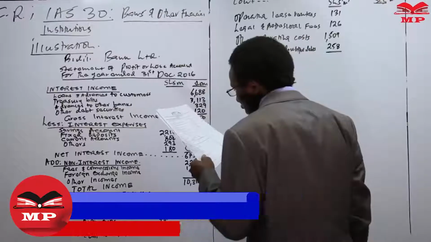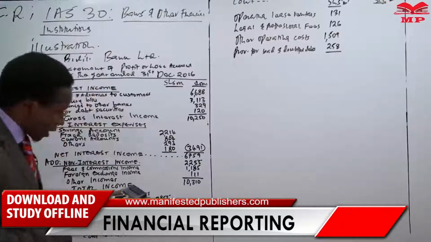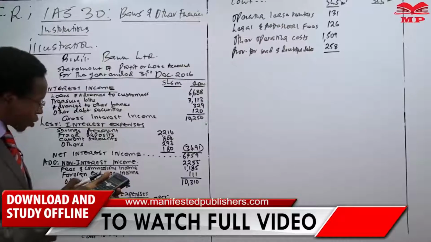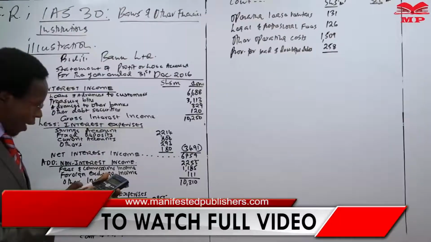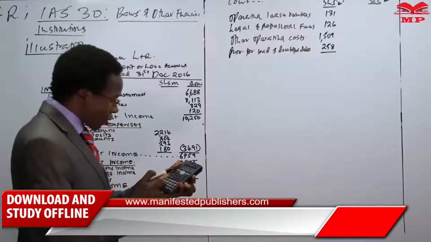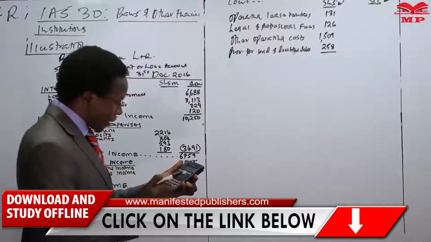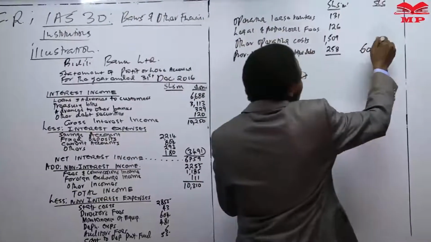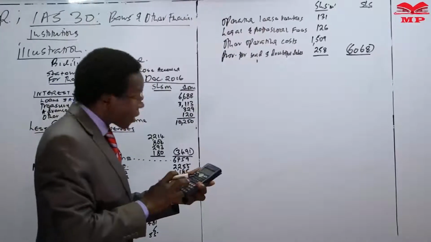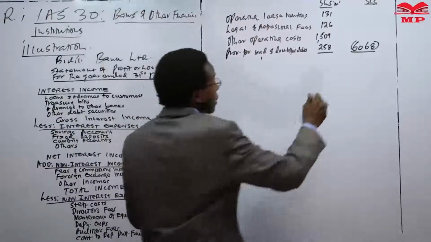No other business as I can see there. So we need to get the total expenses. So I have my calculator with me. 2855. We add the 43. We add the 604. We add the 481. We add the 6. We add the 55. We add the 131. We'll add the 126. We'll add the 1509. We'll add the 258. That is 68. Then I take the 68, I subtract it from 10,310. Then I'll get 42.